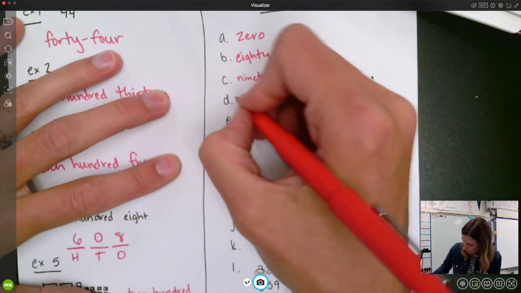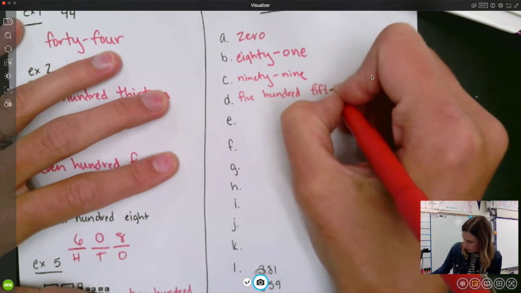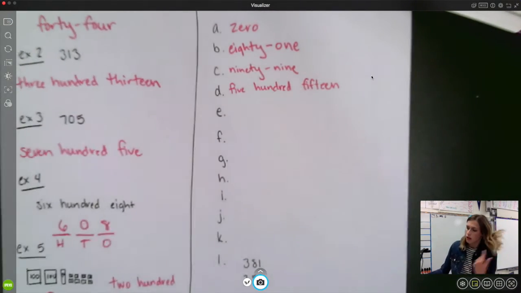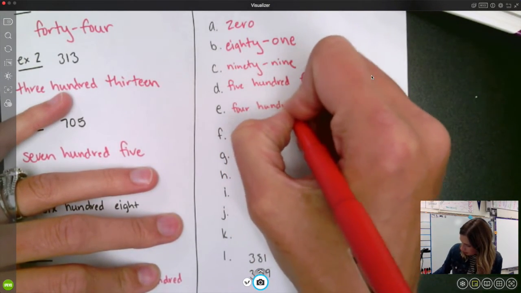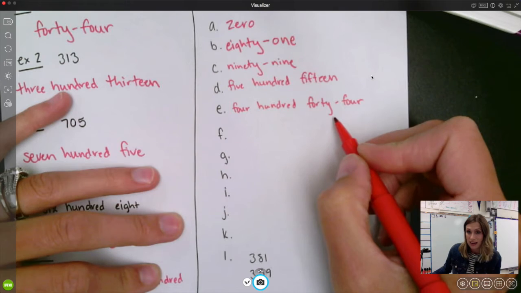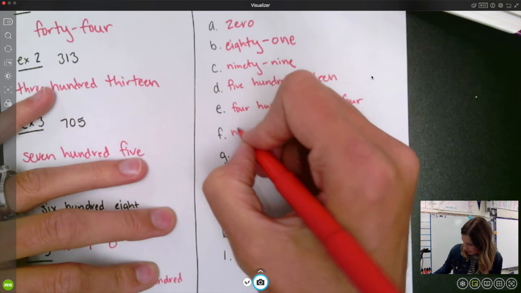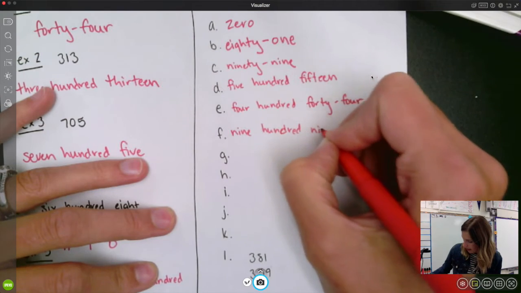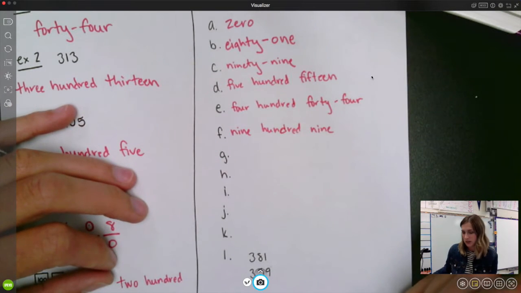99. Notice there's a hyphen because 90 ends in a Y. D says 515. 515. Notice there's no and in that one. It's just 515. Next, 444. 444. Notice it ended in a Y, so we've got a hyphen there. 909. 909. No words that end in Y's, so there's no hyphens, and we do not have and in this word.